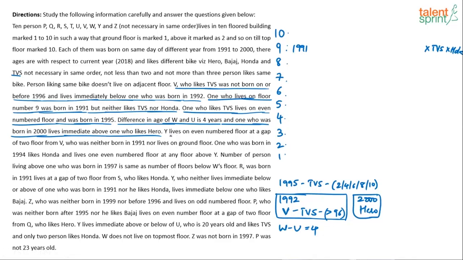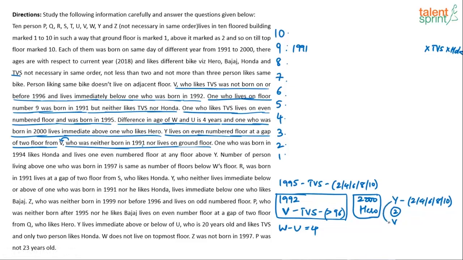Y lives on an even numbered floor at a gap of 2 floors from V, who was neither born in 91 nor lives on ground floor. Now try to write this pictorially. Y lives on an even numbered floor. So what are the even numbered floors? 2 or 4 or 6 or 8 or 10, with a gap of 2 floors with V. You understand? Between Y and V there will be 2 floors.